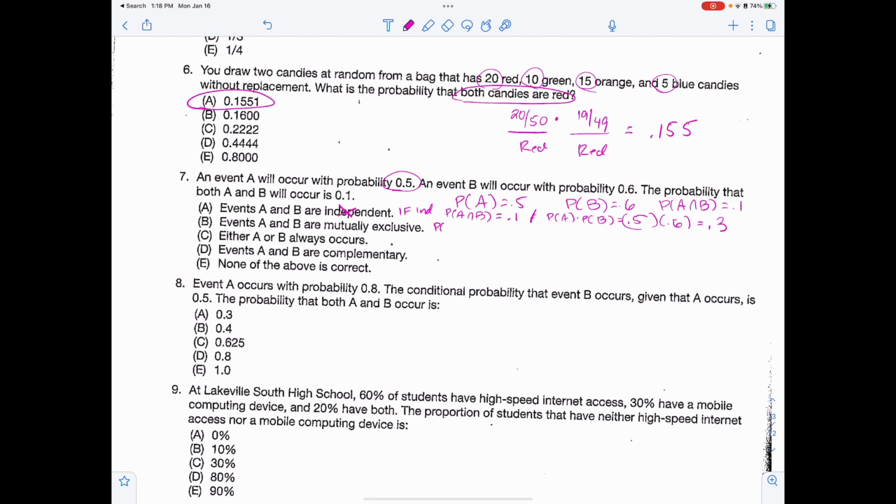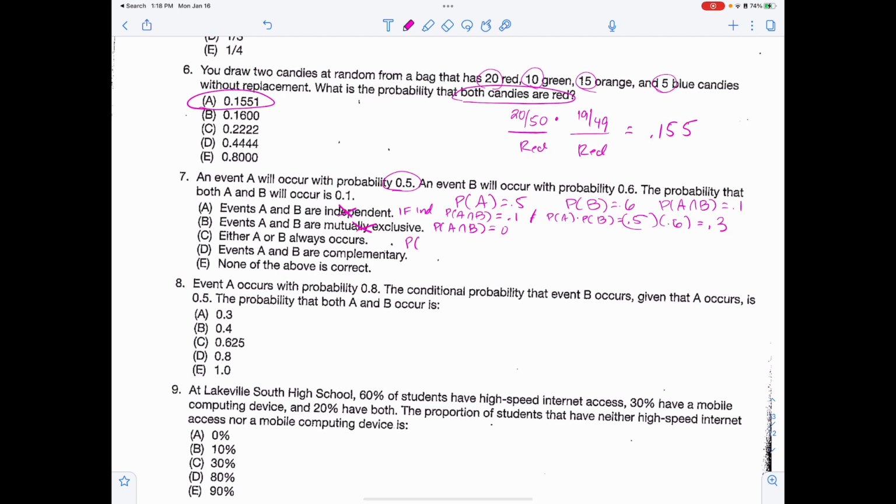Mutually exclusive would mean that there's no overlap, so this is not mutually exclusive. Either A or B always occurs. So we'll see the probability of A or B. Let's see what the probability of A or B is.